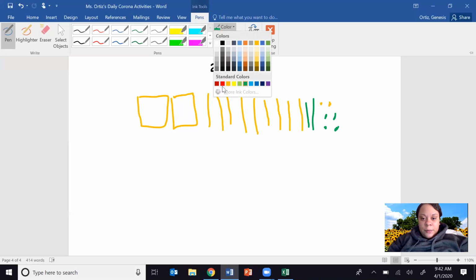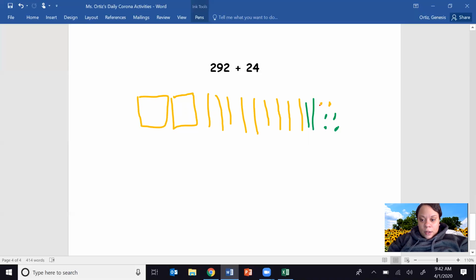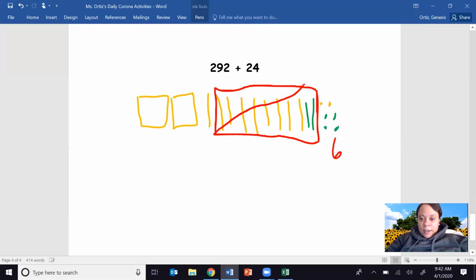Let's see if I have to regroup. Our ones, 1, 2, 3, 4, 5, 6. I have 6 ones. Let's count our tens. 1, 2, 3, 4, 5, 6, 7, 8, 9, 10. Oh, stop, Miss Ortiz. So here's what I'm going to do. I'm going to circle my 10 tens. And guess what I'm going to do? Cross it out and trade it for 100.